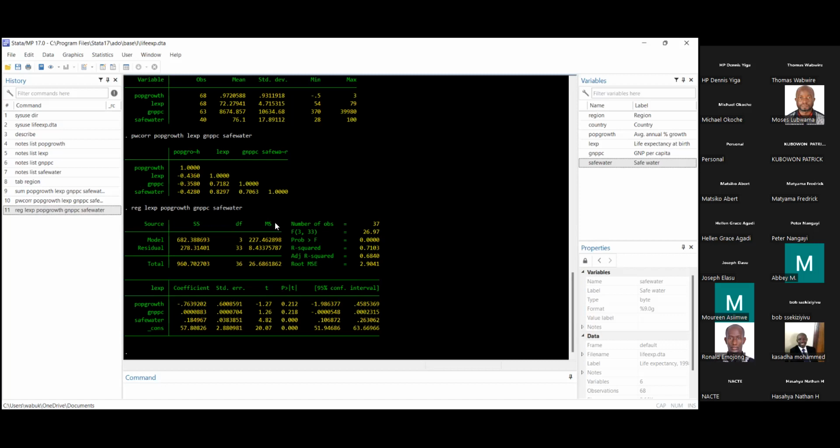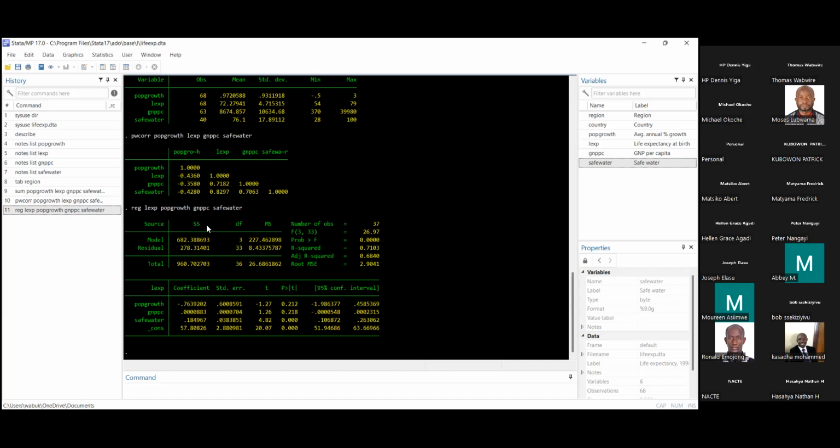The table on the left here is what we know as the analysis of variance, or the ANOVA table. It has two things: the model, which you have specified, and then the residual. The residual is variation in the dependent variable outside the model. Those things that could influence your dependent variable, which is life expectancy, but have not been added or specified in your conceptual framework.